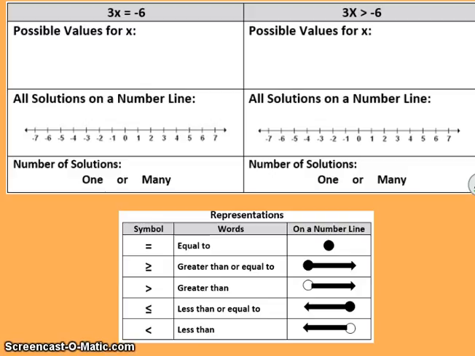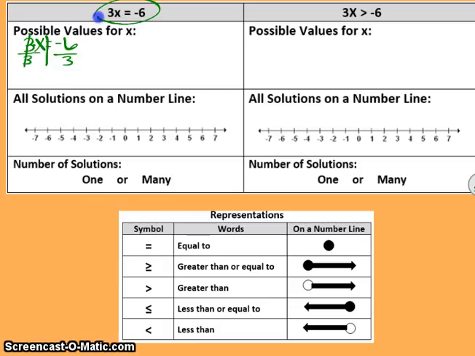So possible values for x. So I have 3x is equal to negative 6. So I have to solve this. 3x is equal to negative 6. In order for me to solve this, I draw a line through my equal sign. And I know that this means multiplication in the middle of this. And the opposite of multiplication is division. So I divide by 3 on both sides.